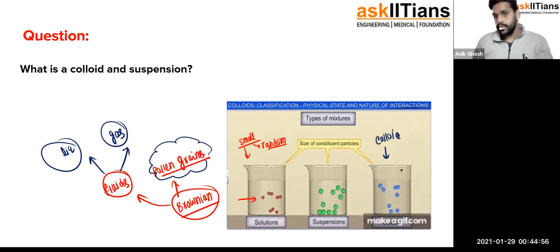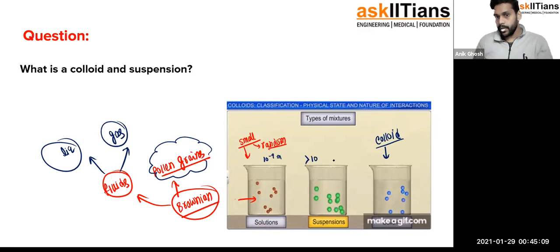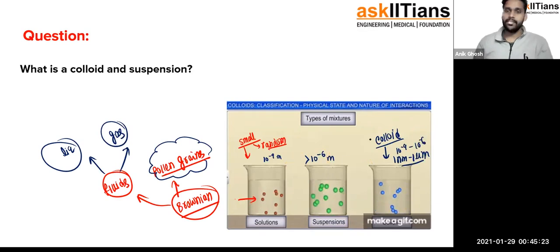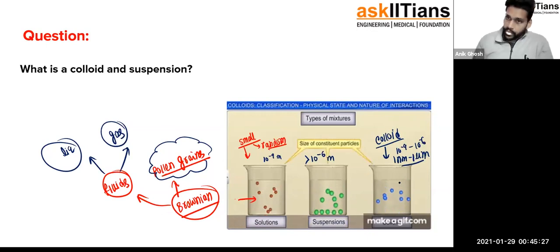And for colloidal solution, this is the colloid. You can see the particles are medium, as I already told you, of 10 to the power minus 9 meter. Here the particle size for suspension is greater than 10 to the power minus 6 meter, and here it is from 1 nanometer to 1 micrometer. So we can also say 10 to the power minus 9 to 10 to the power minus 6. These are the particle sizes. So that was about the colloidal solution.